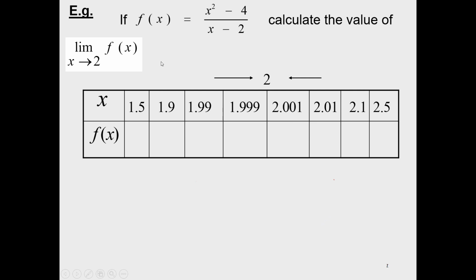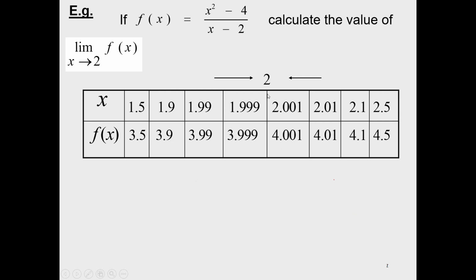So now let's see what the corresponding y values are for these values, just like in the previous example. So you get 3.5, you get 3.9, you get 3.99, 3.999. Those are the y values that you are getting for these corresponding x values. And from the right-hand side, these are the values you are getting: 4.5, 4.1, 4.01, and 4.001.